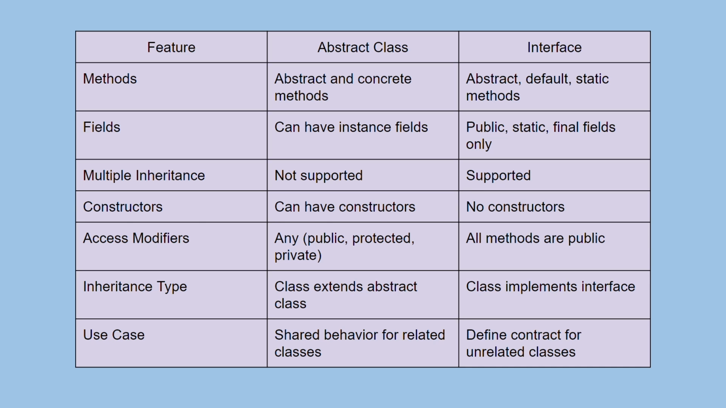When we talk about performance, abstract classes are slightly better compared to interfaces because they offer some default implementation. On the other hand, interfaces can be slower when multiple interfaces are implemented due to the need for method resolution during runtime. Understanding the key differences between abstract classes and interfaces is critical in mastering OOP in Java. In our next video, we will apply this knowledge with a real-world example.